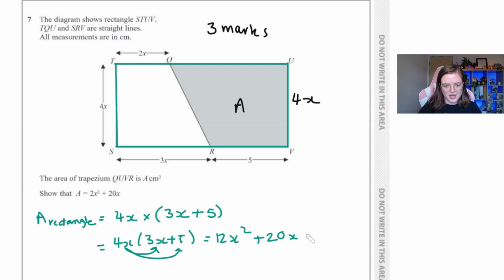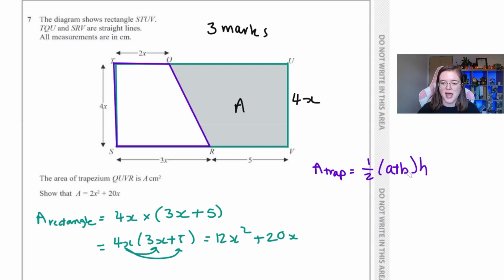And that is that. Then we need the area of the white trapezium, so I'm going to colour code that too. I'm going to put this over here in this little section. Remember, the area of a trapezium is a half (a plus b) h, where a and b are the lengths of the two parallel sides and h is the distance between them. So we have a half lots of a, which is 2x, plus b, which is 3x, times h, which is 4x.